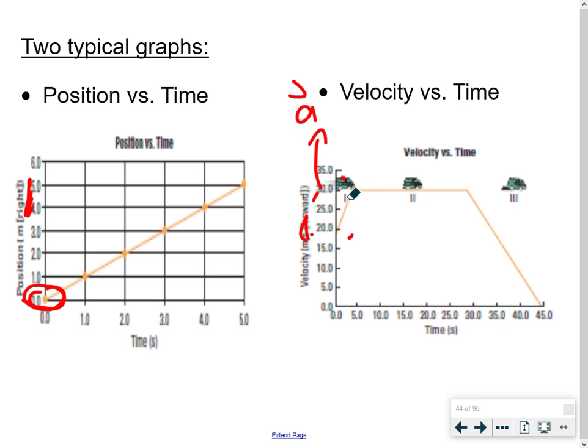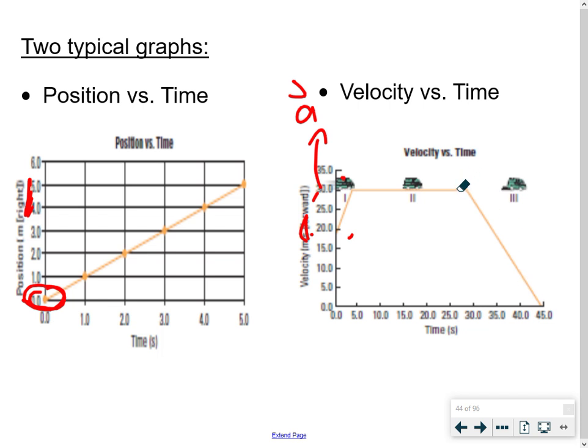We're getting faster. What's happening in section 2? Yeah, we're going constant motion, uniform motion. We're going the same speed. Now the car is just on cruise control, right? For the next amount of time, they're just always going 30 meters per second. What happens in section 3?